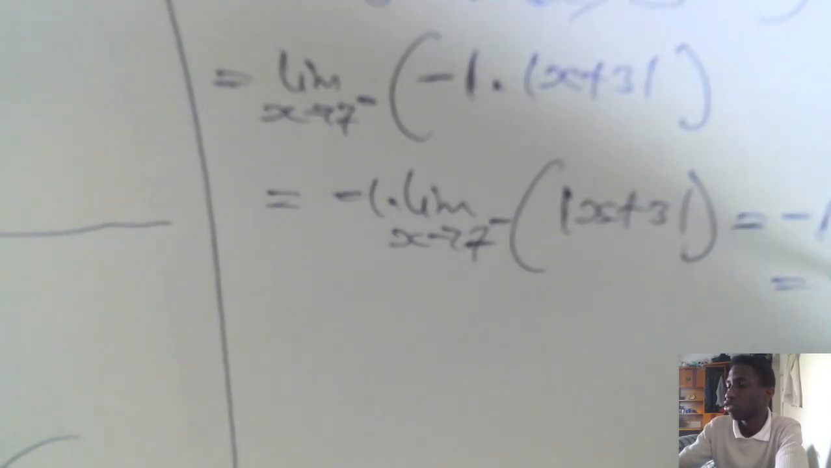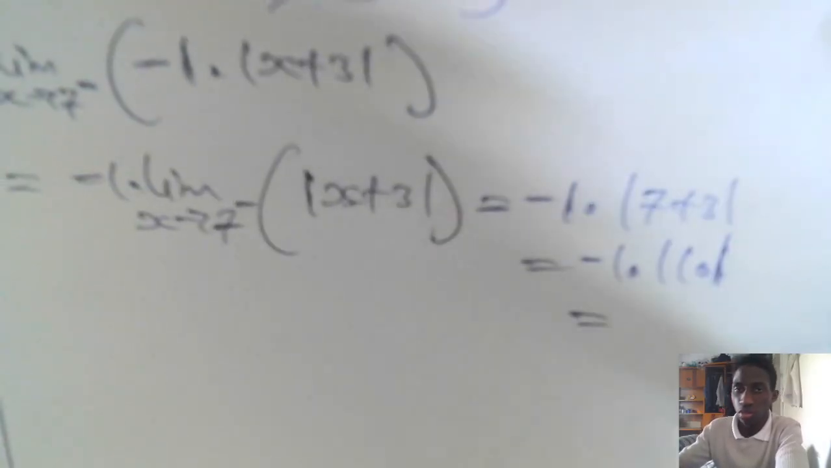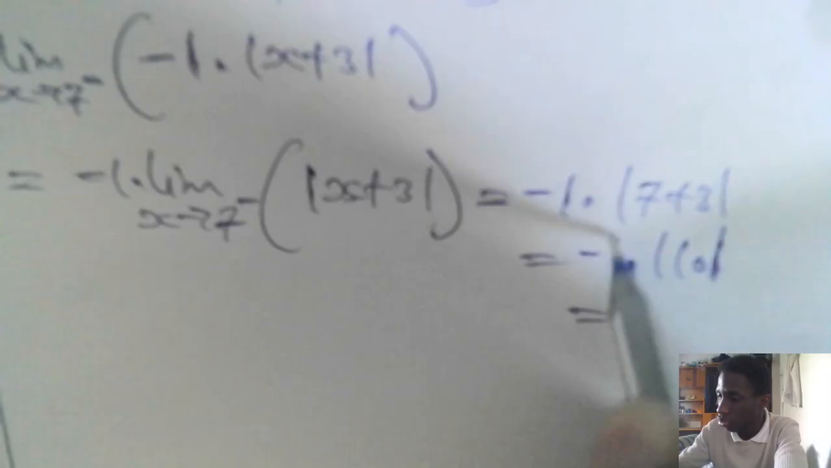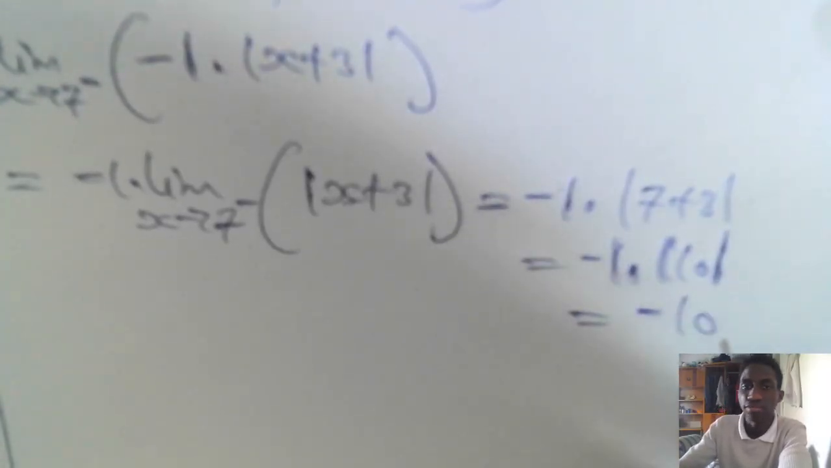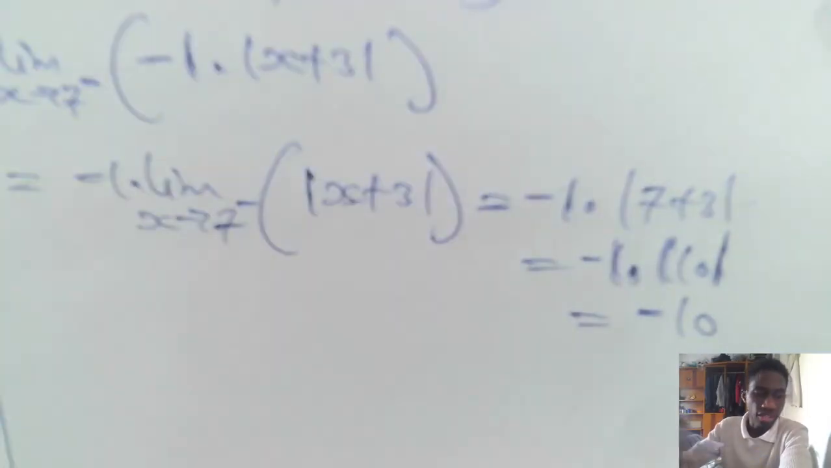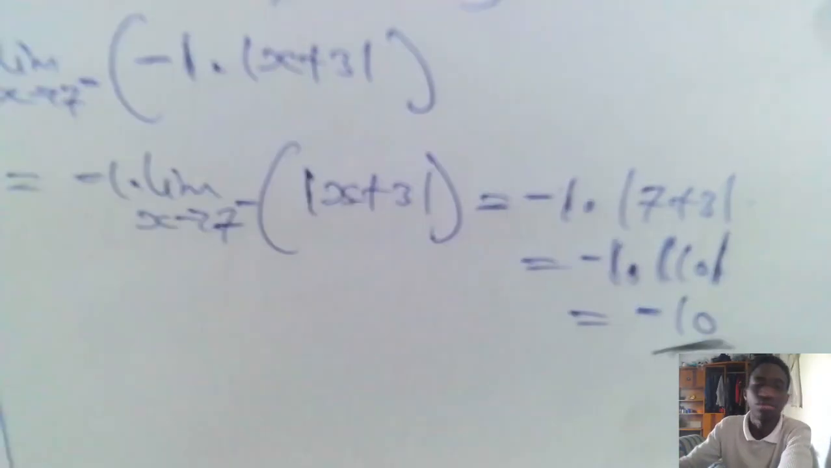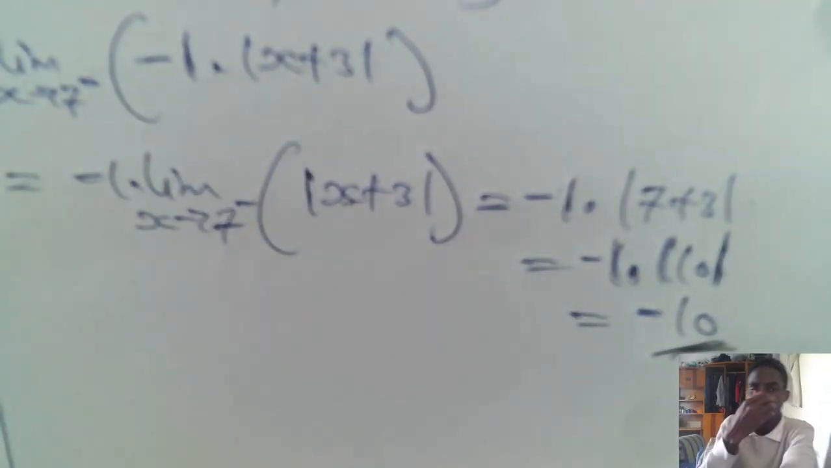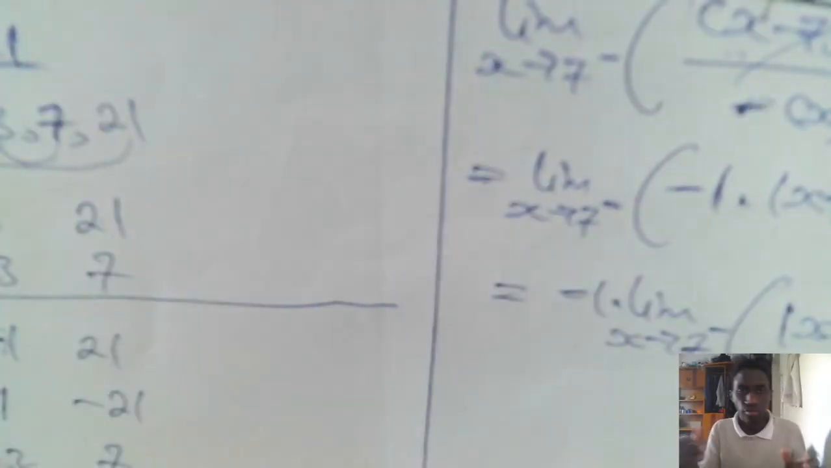is equal to minus 1 multiplied by the absolute value of 10, which is equal to minus 10. And that's our answer for this one, minus 10. So yeah, we are done with that.